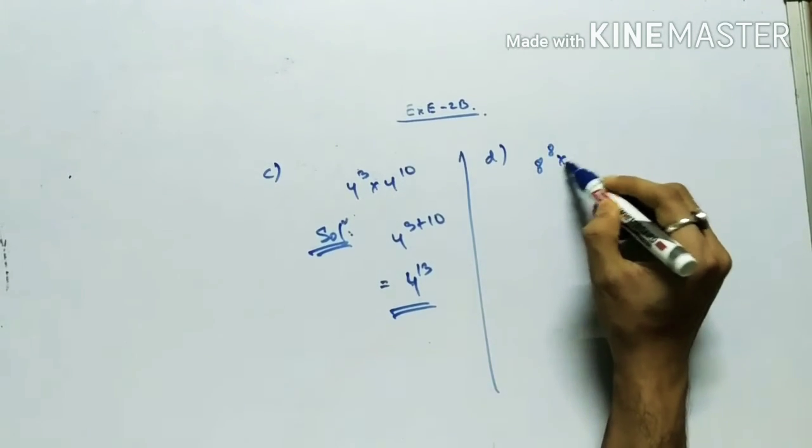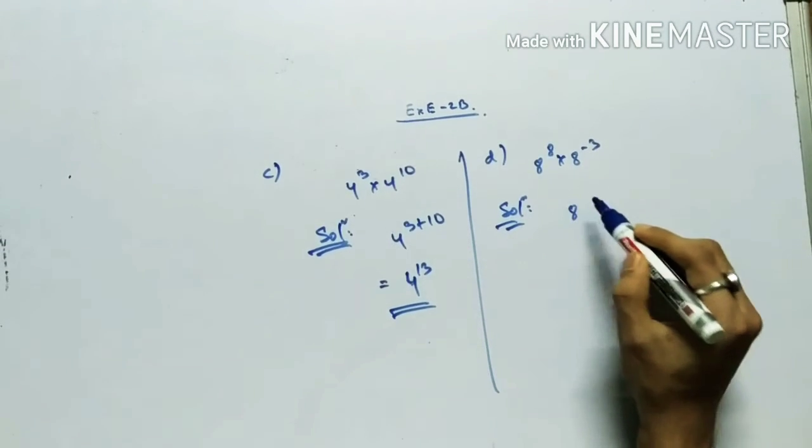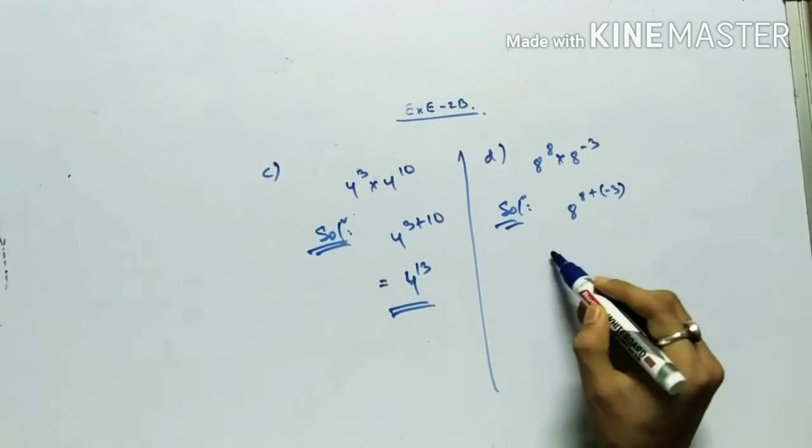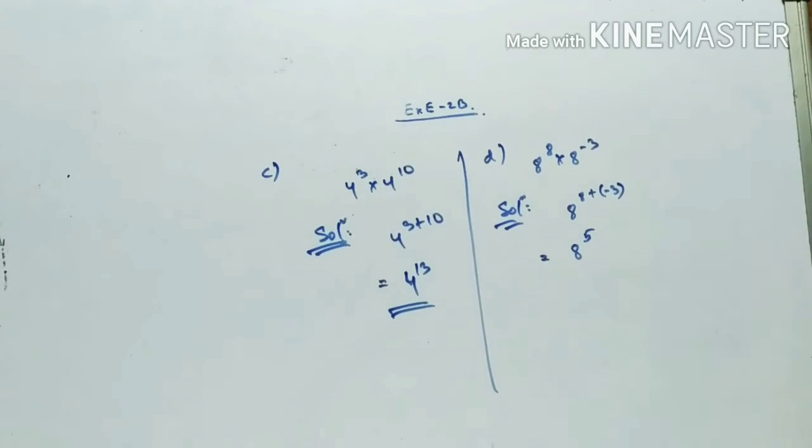Number D: 8 to the power 8 into 8 to the power minus 3. So this one will be 8 to the power 8 plus minus 3. So 8 to the power 5 becomes the answer.